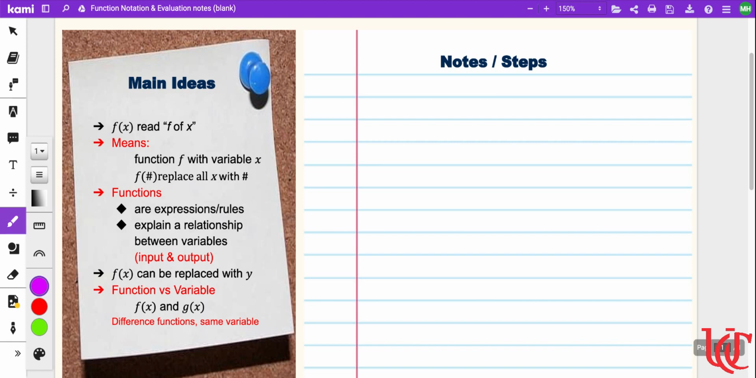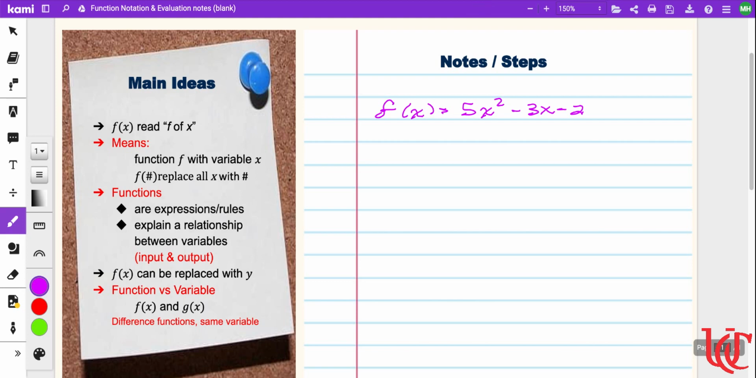So if I can find my pen. All right, if I write, let's say, f of x equals 5x squared minus 3x minus 2, that is telling me that the rule f that I'm going to use right now with variable x is going to be the expression 5x squared minus 3x minus 2.